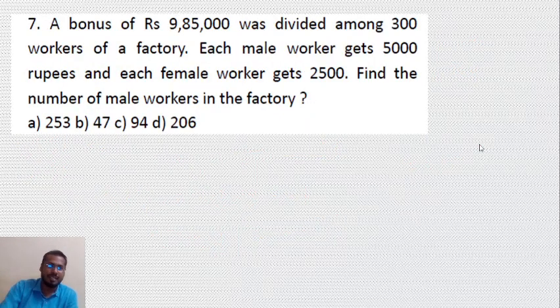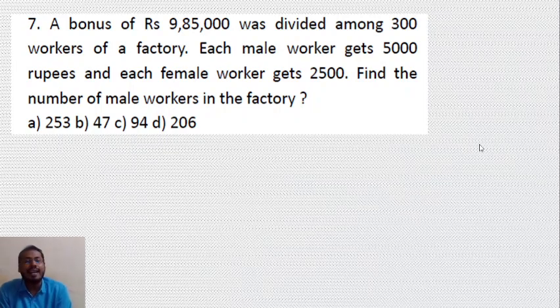Let's move to the next question. A bonus of rupees 9,85,000 was divided among 300 workers of a factory. Each male worker gets 5,000 rupees and each female worker gets 2,500 rupees. Find the number of male workers in the factory. So I want to explain this in two different manners. One is the average formula, another one is alligation, because we are here for learning alligation and mixtures, right?